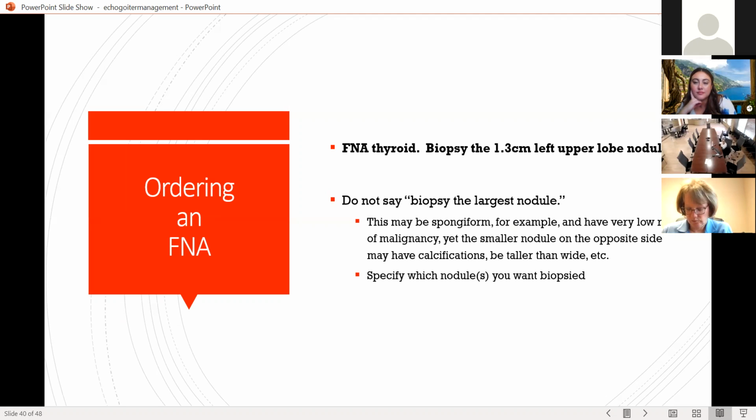Go for the scary one and just specify to the radiologist or whoever's doing your biopsy which nodule you want to biopsy. It will give you the highest yield. It'll be the best, most sensitive way to catch a thyroid cancer in that overall thyroid gland if you're very careful about which ones you biopsy.